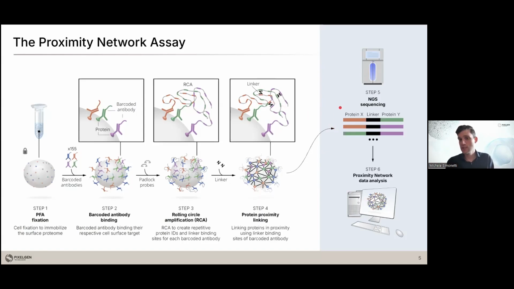After NGS sequencing, this is, of course, a very simplified example of how the sequencing reads look, but they contain the information of the two proteins that are in close proximity. And this is then what the software uses to reconstruct the location of the proteins on the cell surface, of course, in relation to each other.